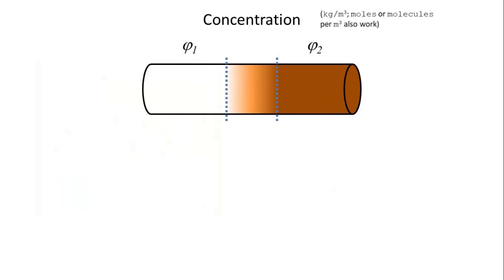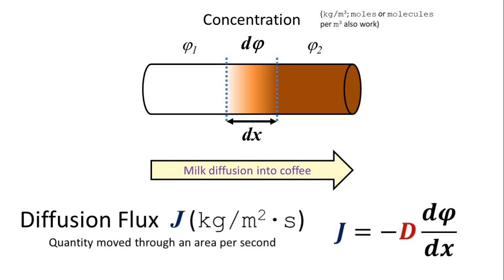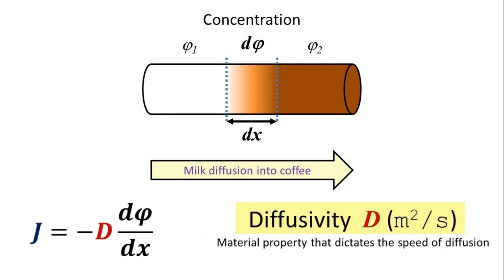Let's say you're looking at two separate liquids, like milk and coffee, before it's evenly mixed in. If there's a difference in concentration, d phi, across a small distance, dx, then there will be diffusion of milk from high to low concentration. The diffusion flux, J, how much milk diffuses across a cross-sectional area over time, is dictated by the concentration gradient and a property called diffusivity, D. The higher the diffusivity, the greater the diffusion flux.